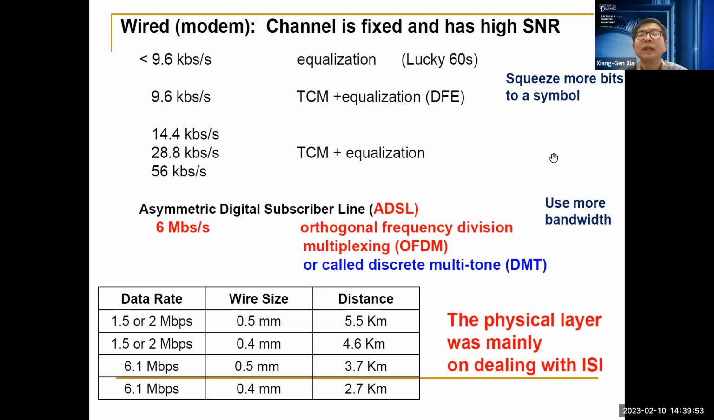The key idea here is to squeeze more bits into a symbol, right? Because you want the bandwidth fixed, what you could do is carry more bits per symbol to improve the rates. However, if you still want to improve the rates further, you have to increase the bandwidth. In other words, you have to transmit faster. And unfortunately, when you transmit faster, time domain equalization may have a problem for the traditional approach.